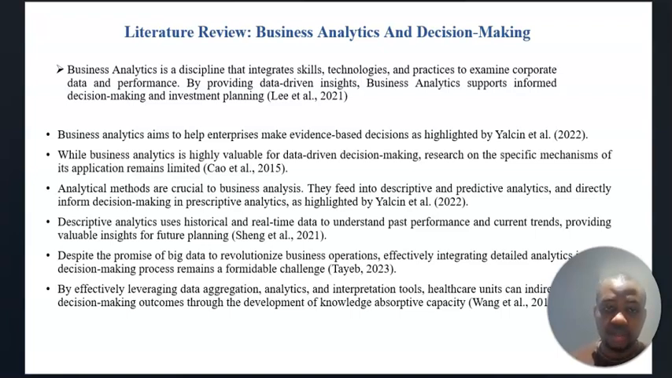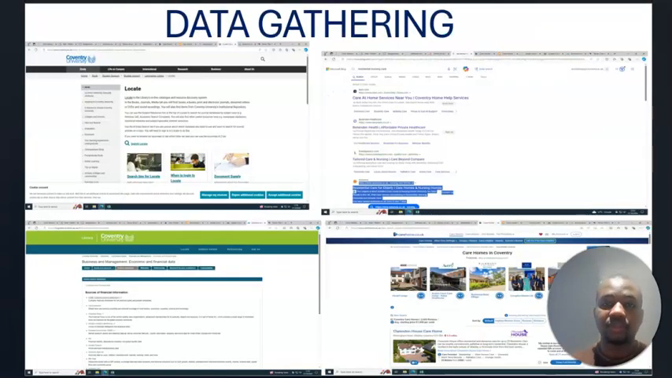So, it's all about making decisions on your business based on the data that you've collected, sampled and analyzed. By effectively leveraging data aggregation, analytics, and interpretation tools, healthcare units can indirectly enhance decision-making outcomes through the development of knowledge absorptive capacity. This is according to a study in 2017.